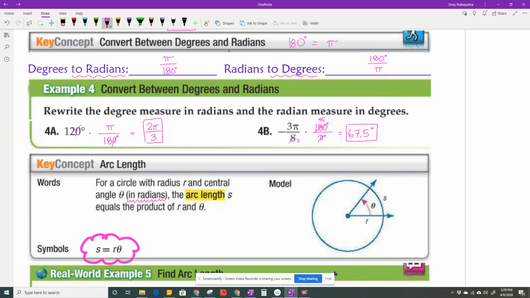Okay, the last thing I got to talk about is arc length. Arc length is this. Let's see if I can go highlight it. This, it's a piece of the circumference of the circle. That's what they're talking about when they're talking about arc length. But we have a new formula here. This is different from what you used last year. S equals R theta. You just have to make sure that theta is in radians every time you do it. So S is my arc length, R is my radius, theta is my angle, my central angle in radians.